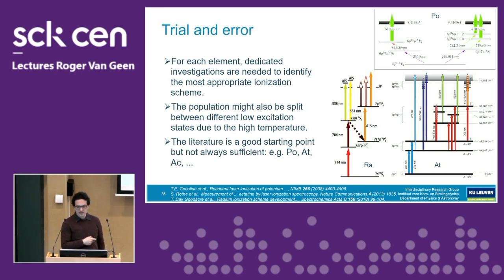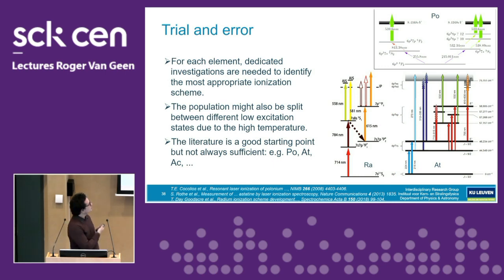Note as well that in some cases, you may have a split in the ground state population. It could be that you have two states that are so close in energy that they may be thermally populated. And then it will reduce your efficiency, or you will have to use multiple lasers to make it work.